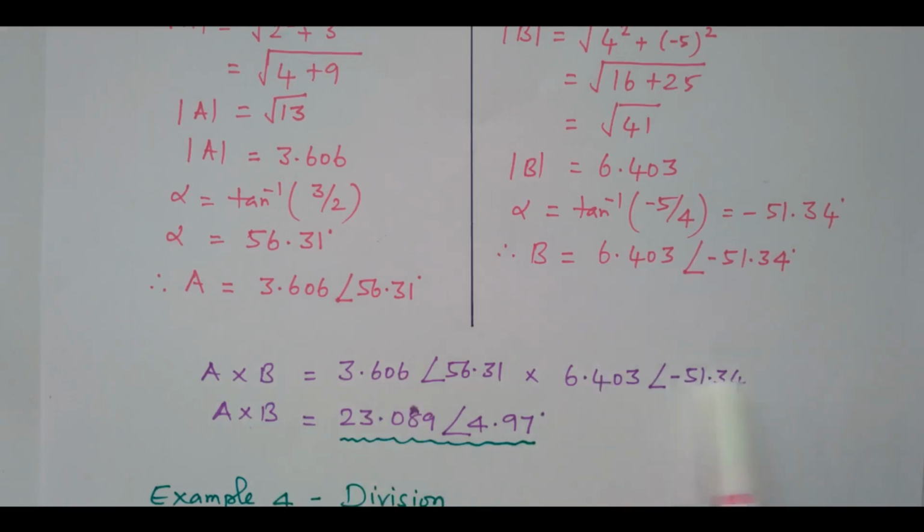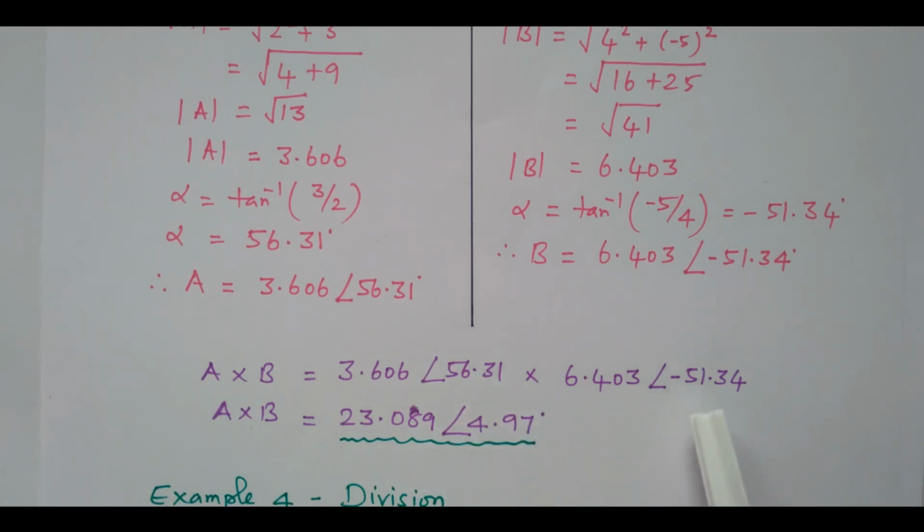Then how will you multiply these two? You have to multiply the two magnitudes. For multiplication, magnitudes are multiplied. So we get 23.089. What about the angle? The angles should be added together. For multiplication, we multiply the magnitudes and add the angles.